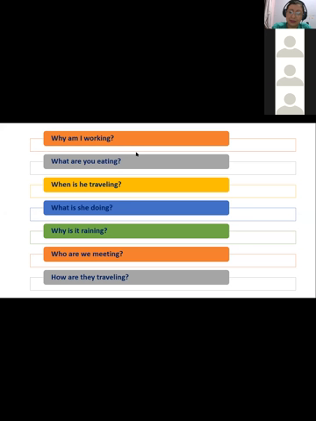Why am I working? Because there I have to pay bills. Buy the bills. What are you eating? I am eating chicken. When is he traveling? He's traveling to the USA. Yes. But what is she doing? She's working. Okay.